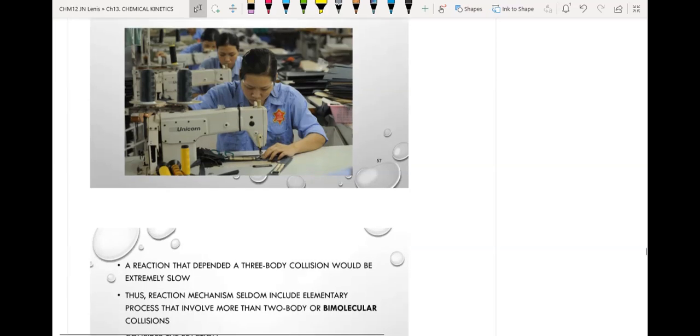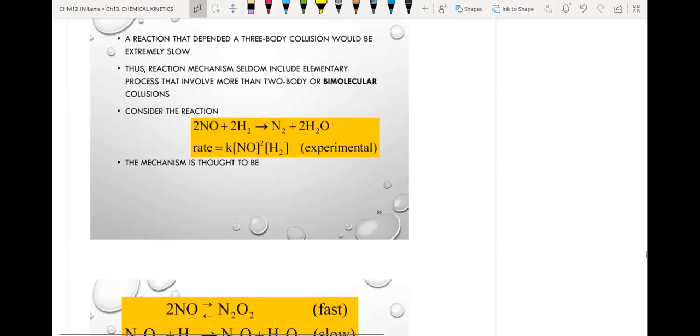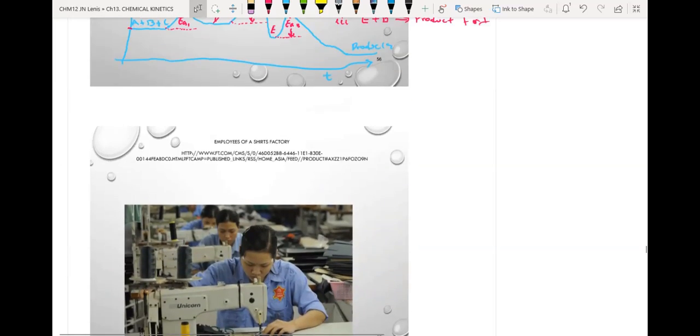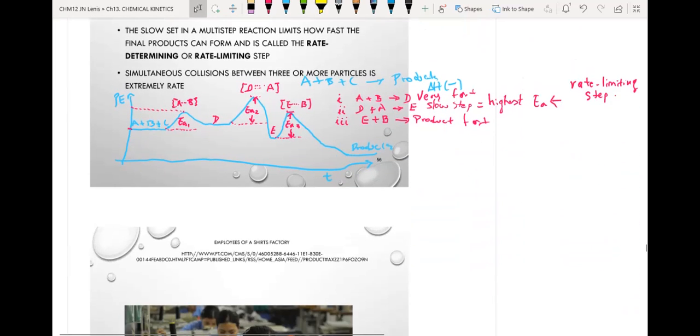And it's important to recognize the step, because on that step, you can find the rate law for that step, and that rate law for the slowest step should match the rate of the overall reaction.